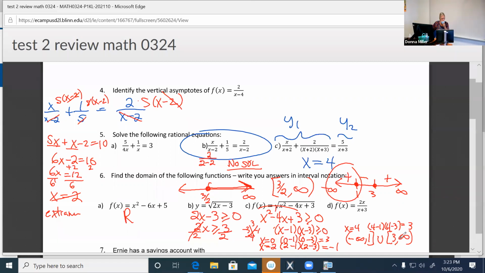I'm going to show you a couple of things with the calculator. With the calculator, you do have a couple of options with these inequalities. I can graph it and take a look at it, so I'm just going to graph the whole thing.